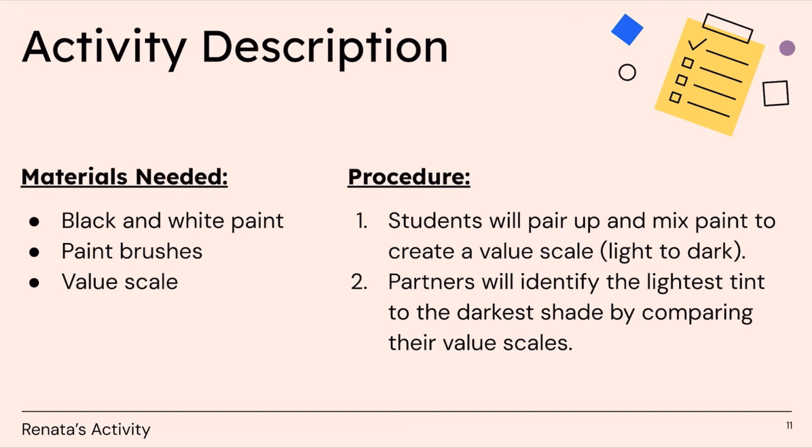The materials needed to complete this activity consist of black and white paint, brushes, and a value scale worksheet that we'll provide our students with. As for the procedure, students will pair up and mix paint to create a value scale. Partners will then identify the lightest tint to the darkest shade by comparing their value scales.